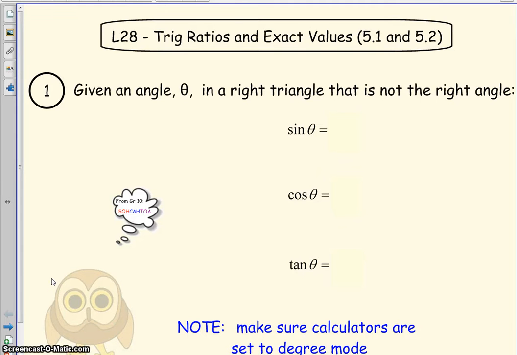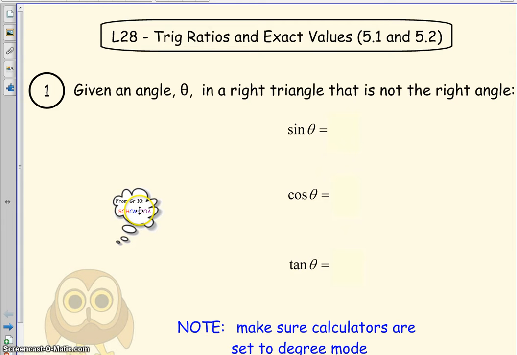Okay, so we're going to move on and start trigonometry, but I want to see what you guys remember from grade 10. In grade 10, you looked at solving right triangles using the primary trigonometric ratios, and you looked at solving acute triangles using sine law and cosine law. For now, I want to focus on the right angle triangles.